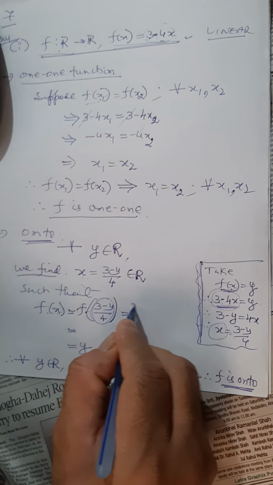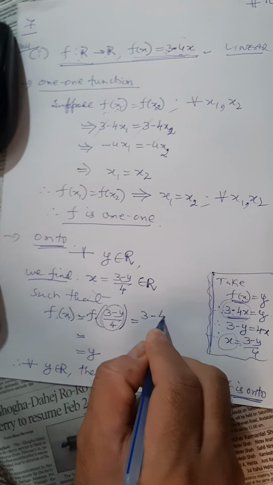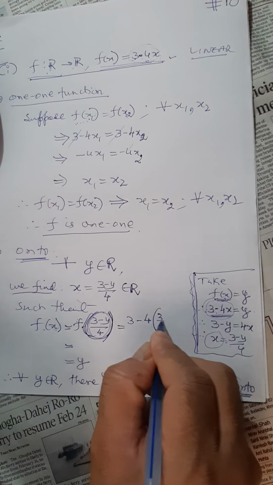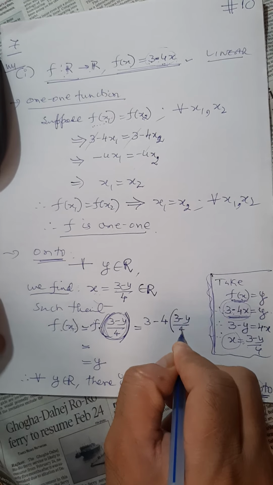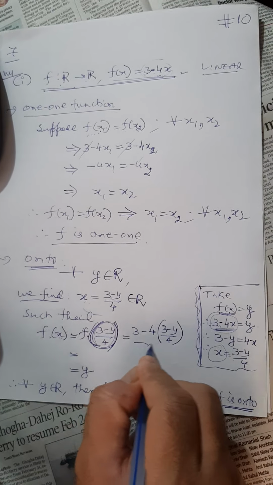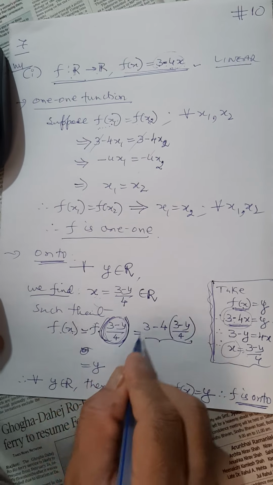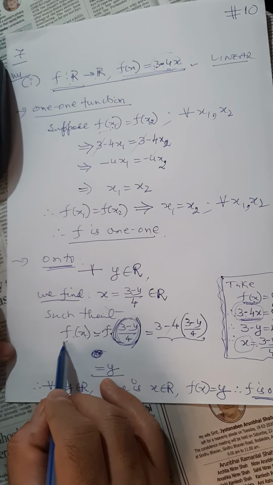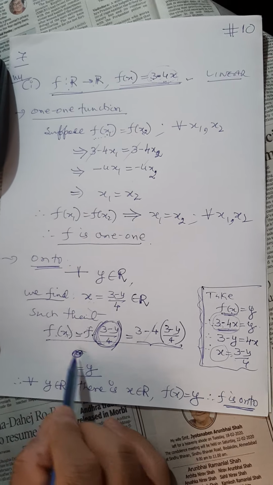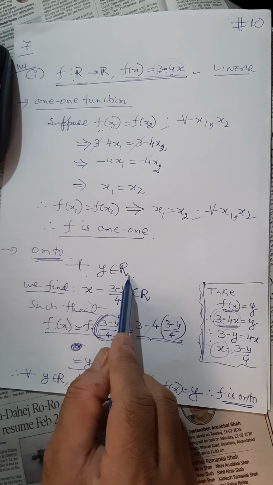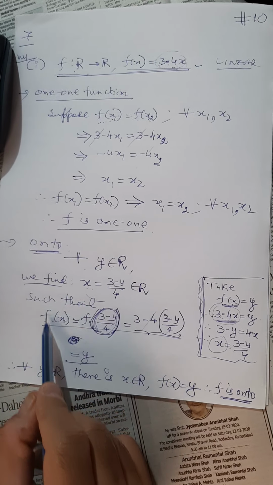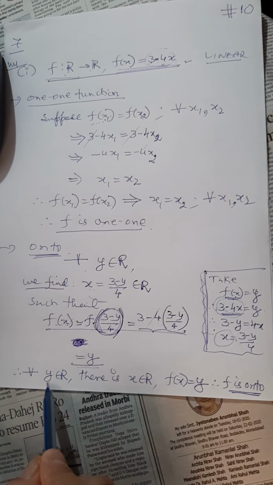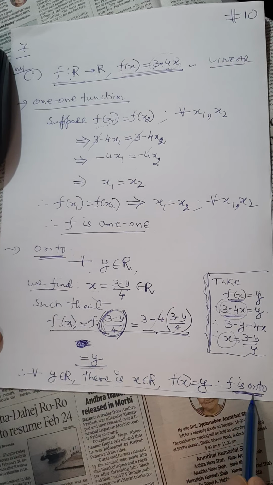So I'll get 3 minus 4, and instead of x, you are going to write this bracket, that is (3 minus y) by 4. You simplify this, you will get exactly y. 4 will get cancelled, 3 will get cancelled. So what you have shown, f(x) equals y. So for every y in the codomain, there is an x such that f(x) equals y. And therefore, you can say that it is the onto function.